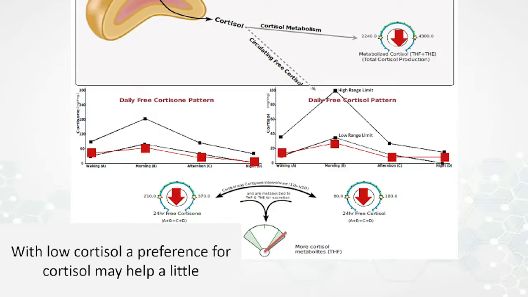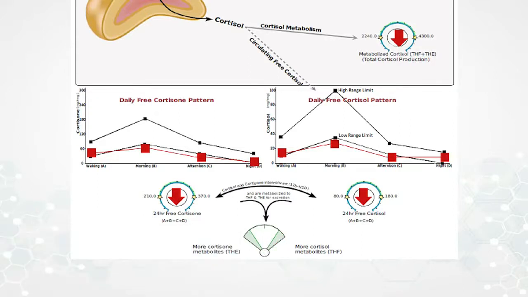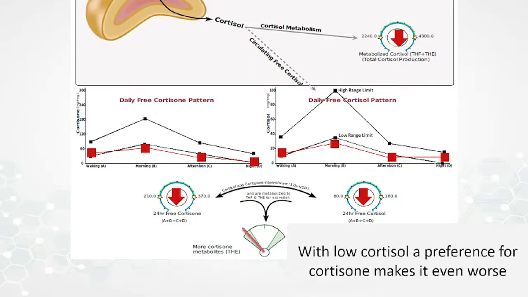On the other hand, if someone has low overall levels and they're really favoring cortisone, now we've got double trouble, because they don't have a lot, and what they do have is sort of running away from them, if you will, in that it's being deactivated readily towards cortisone. So they don't have very much, and what they do have is being quickly metabolized.